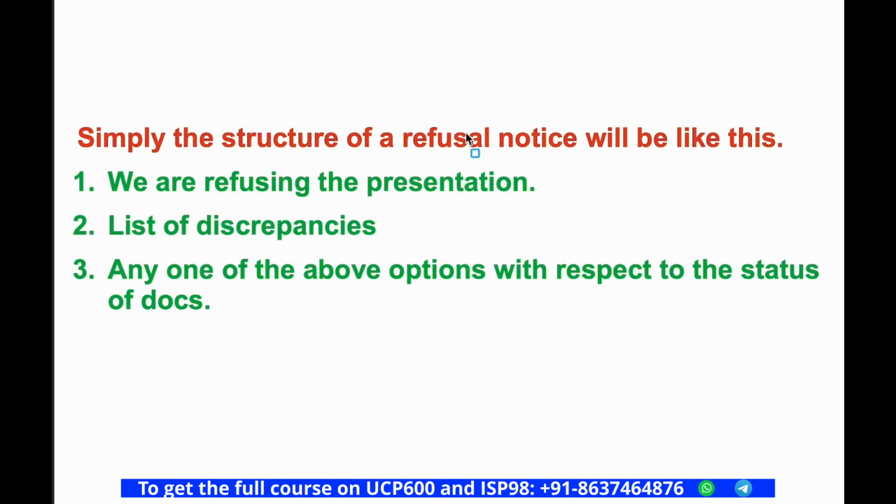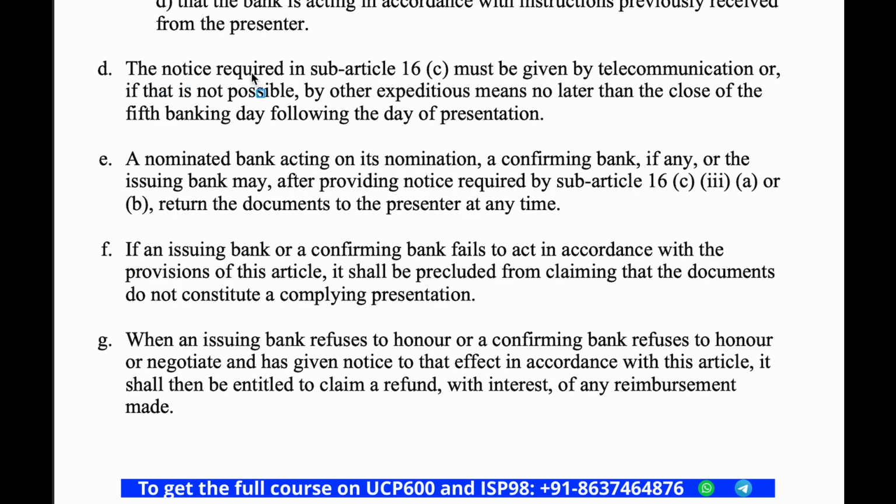So simply, the structure of a refusal notice will be like this. First one is we are refusing the presentation. Next one, the list of discrepancies. And the third one is any one of the above options with respect to the status of documents submitted, right? Next one is the notice required in subarticle 16C must be given by telecommunication, or if that is not possible, by other expeditious means no later than the close of the 5th banking day following the day of presentation.